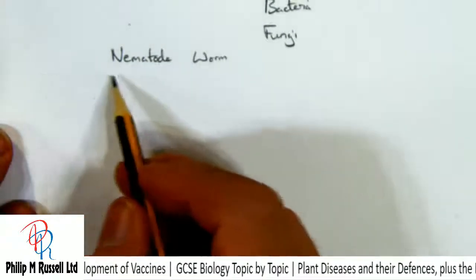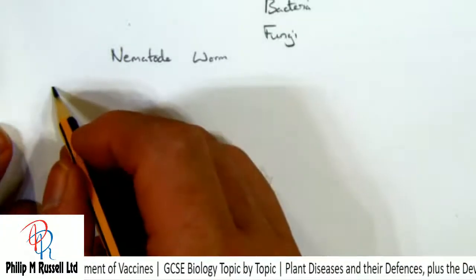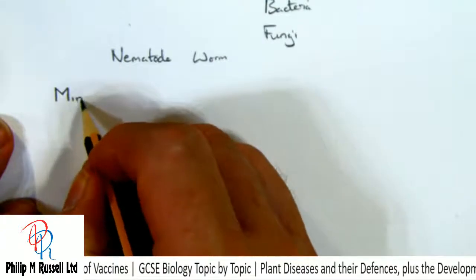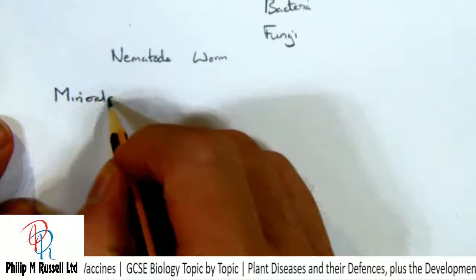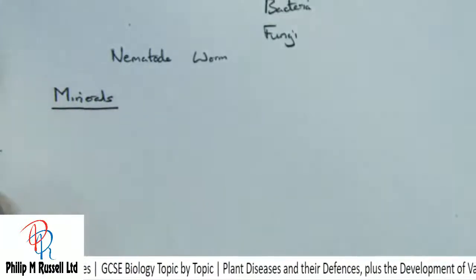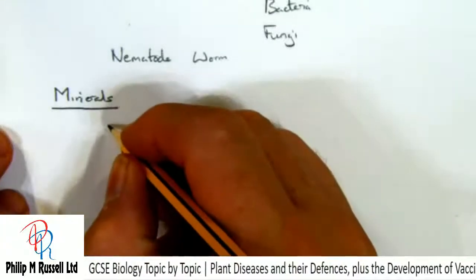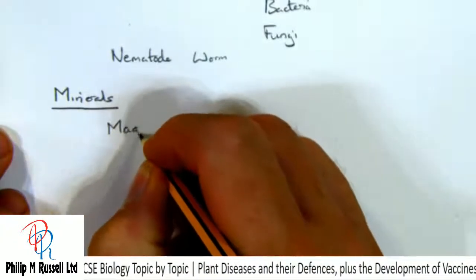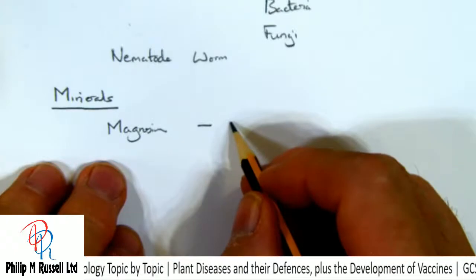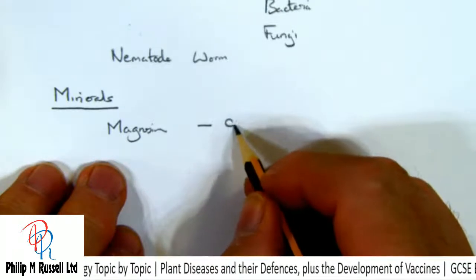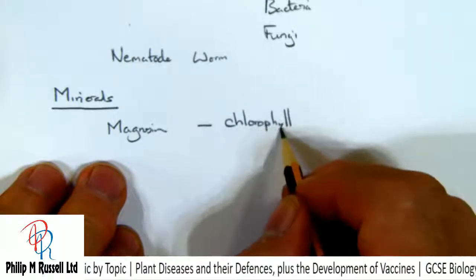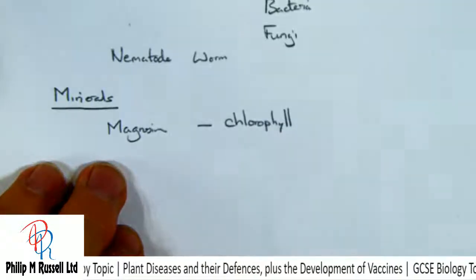So we've got these sort of things, but plants have also got a problem. They don't move, and what plants are after are different minerals, and these different minerals may be in abundance or they may not be. One of the most important minerals is magnesium. Now, magnesium's very important because it's a critical part of a chemical called chlorophyll, and we know that chlorophyll is necessary for photosynthesis.